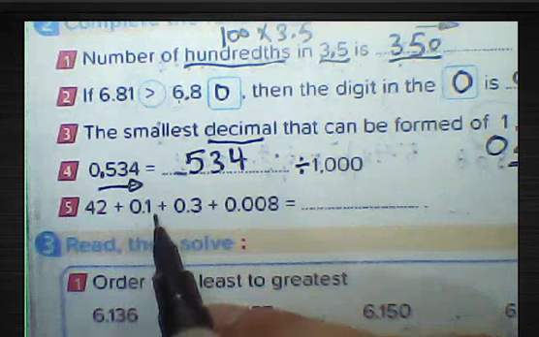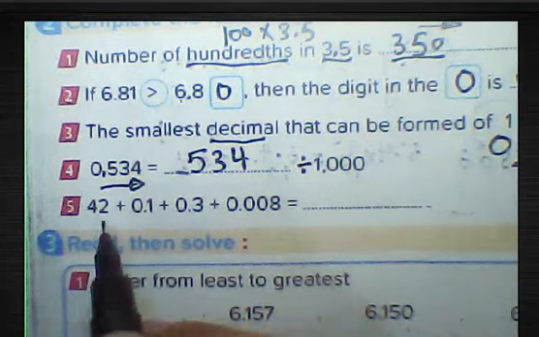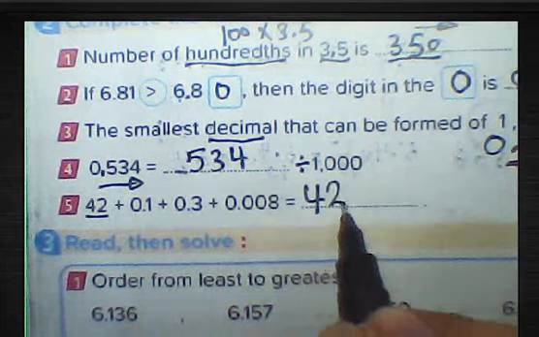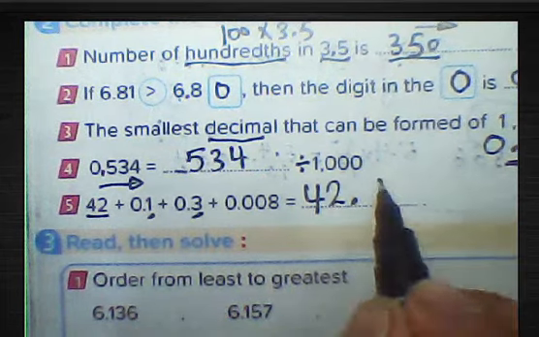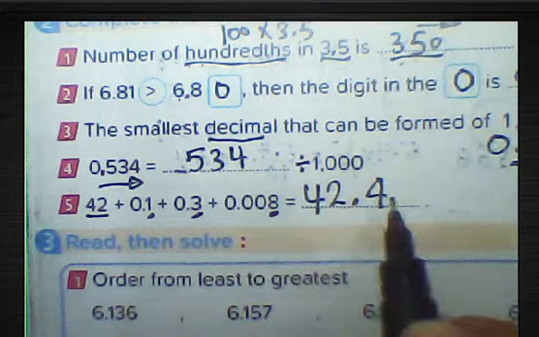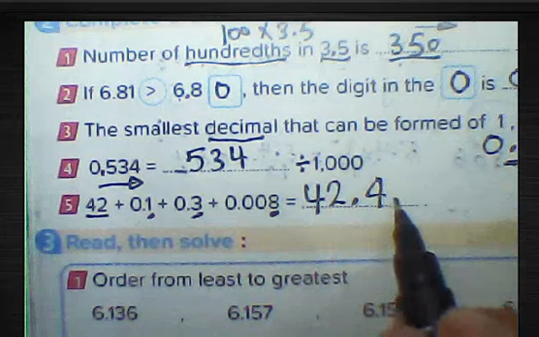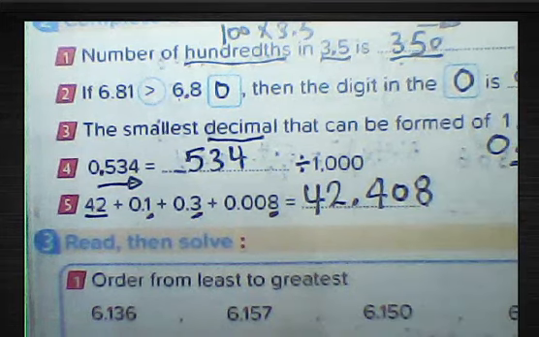42 plus 0.1 plus 0.3 plus 0.004. Write 42 here in the whole number and write point. 1 in tenths, 3 in tenths, 3 plus 1 equals 4. And 4 in thousandths. But we haven't digits in hundredths. Put 0 and write 4 in thousandths.